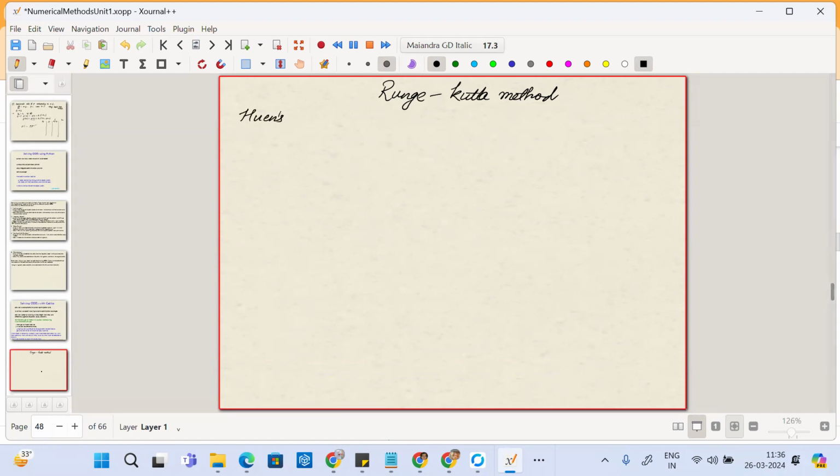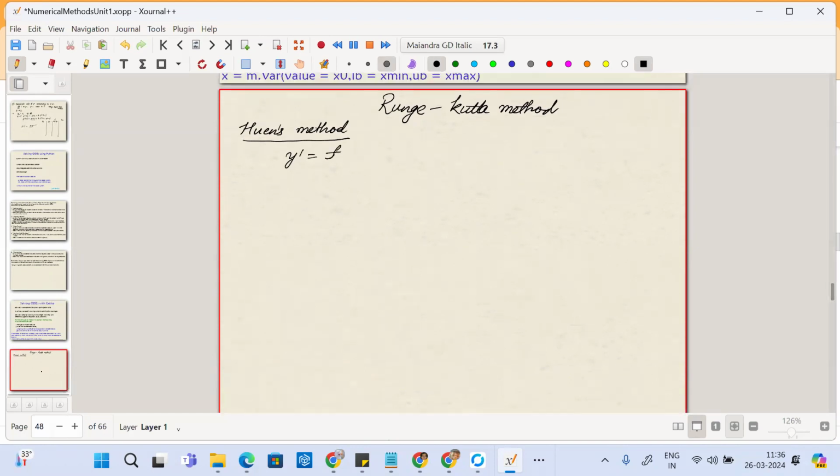Another variant of the Runge-Kutta method, before going to the actual Runge-Kutta, is Heun's method. Try to approach this from the Euler method, the explicit Euler method. We have the differential equation y' = f(x, y), right? The idea for Heun's method is to predict using Euler and then correct it. So this is a predictor-corrector method.